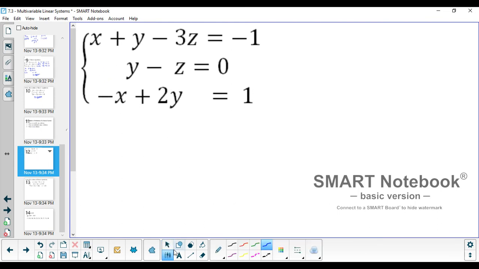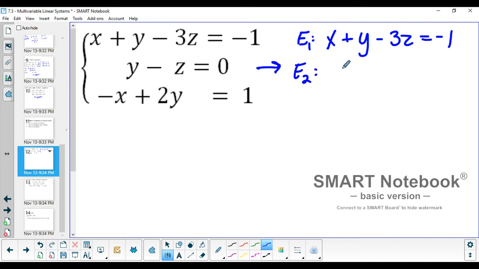Okay. So if we try to get this in row echelon form, this has a leading coefficient of 1, so I don't have to do anything to it. So x plus y minus 3z is equal to -1. This has a 0, then a 1. Awesome. Don't have to do any work for that either. So I can just leave this e2. So this is y minus z is equal to 0.